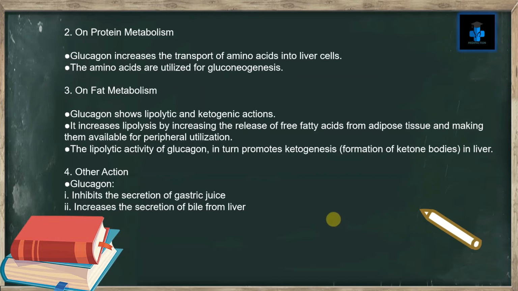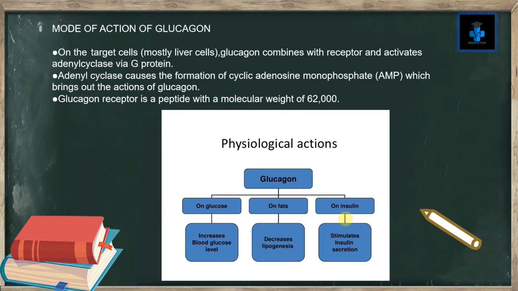Number 4. Other actions. Glucagon inhibits the secretion of gastric juice. It also increases the secretion of bile from liver. Now let's see the mode of action of glucagon.